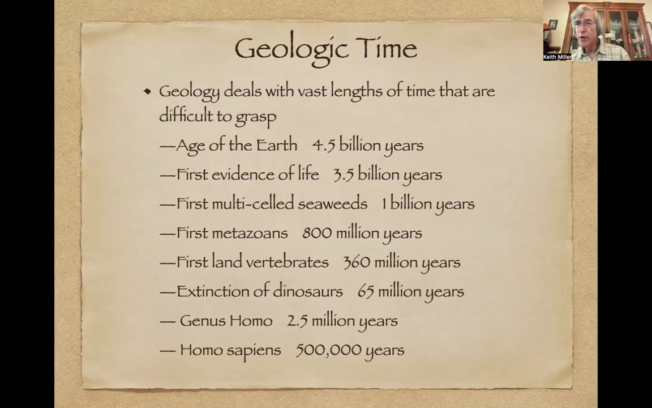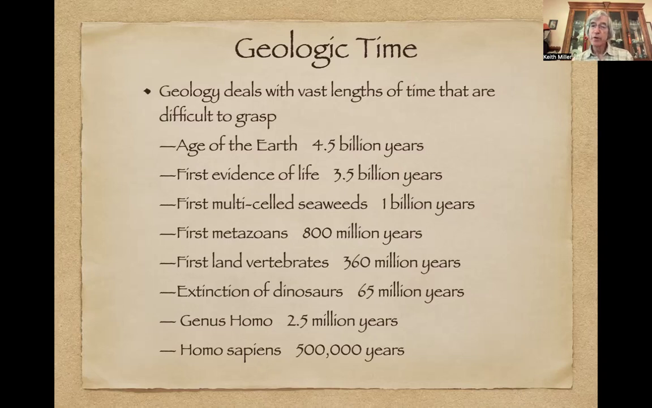So the age of the Earth is about 4.5 billion years. The first evidence of life is about 3.5 billion years. So it's about 1 billion years before we have any concrete evidence of life on Earth. First multi-celled organisms, which were seaweeds, are about 1 billion years old. The first multi-celled animals, metazoans, first appear about 800 million years ago. So that's things like sponges.